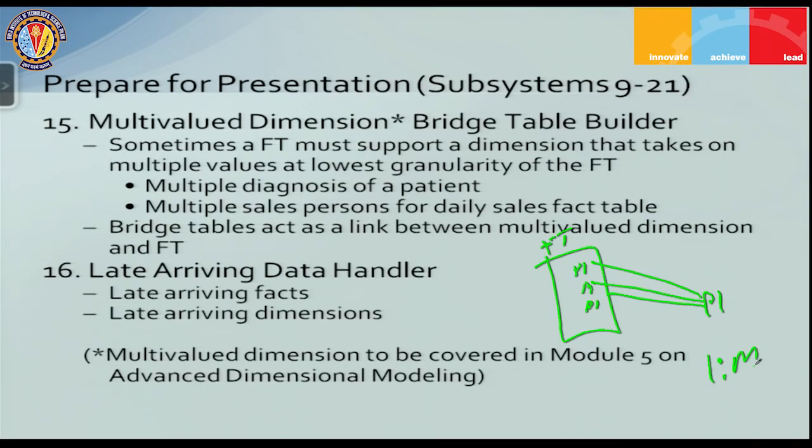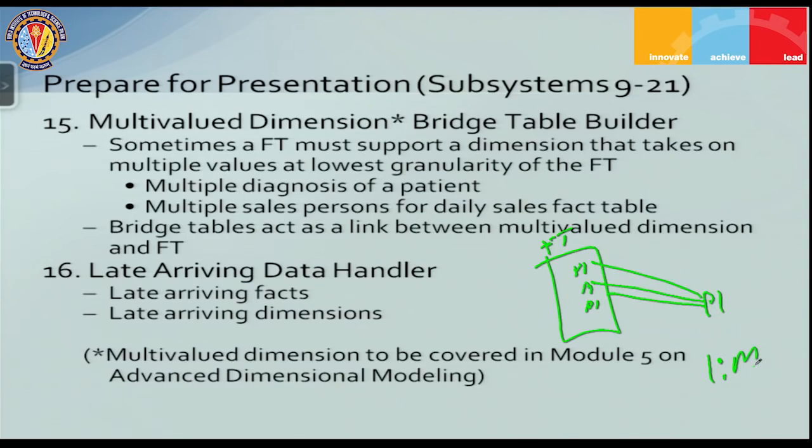Sometimes what happens is a fact table must support a dimension that takes on multiple values at the lowest granularity of the fact table. Say for example, multiple diagnoses of a patient, right? At the lowest granularity, that is a patient, I have just one attribute for the diagnosis, right? So how do I model multiple diagnoses? These come under the category of multi-valued dimensions.